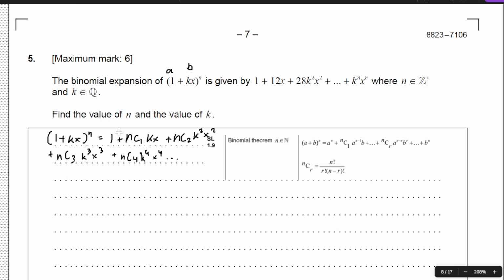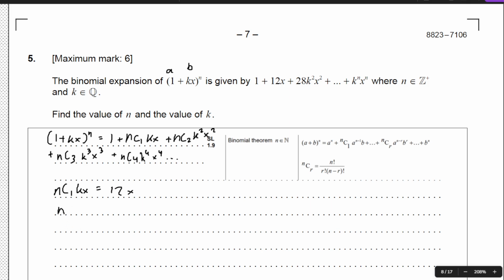So from here, we can already see that there is some kind of similarity with what we see at the top. That's because we have to compare our values from the binomial expansion with the one that's given. So nC1 kx is equal to 12x. And from here, nC1 is actually just another way to say n.